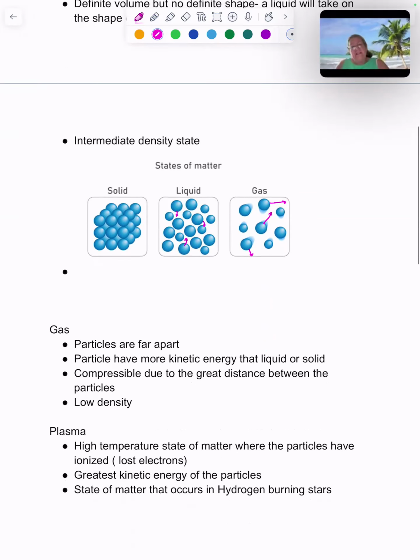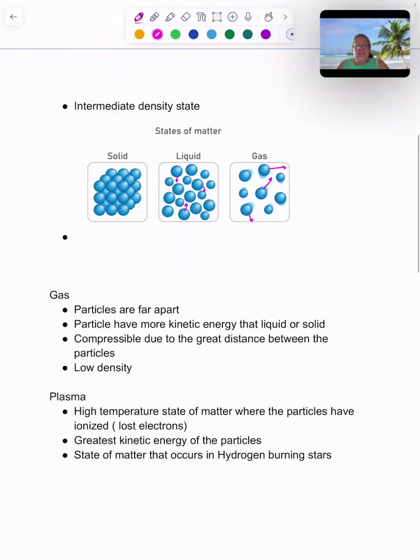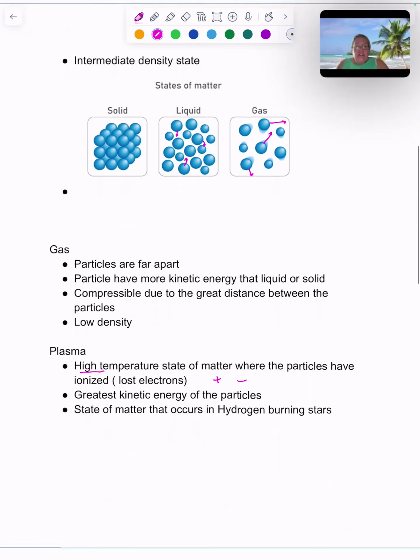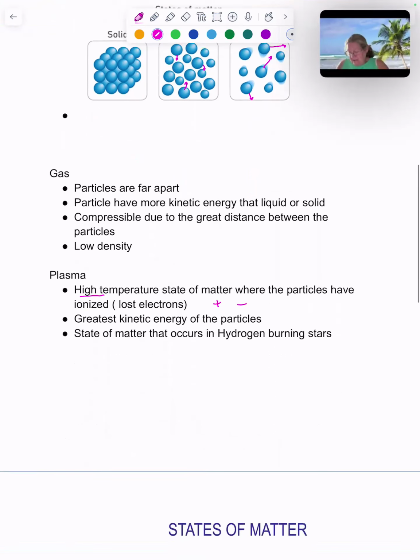And then the next state's the one that's a little harder to understand, plasma. This is a high temperature state where the particles have ionized or they've lost their electrons. So you have collections of positive particles and negative particles in the plasma. This is going to have the greatest kinetic energy because it's the highest temperature. Kinetic energy is motion. Temperature measures that motion of the kinetic energy. And this is a state of matter that occurs in hydrogen burning stars. You'll see it in welding torches. It is not that uncommon for us to encounter plasmas.